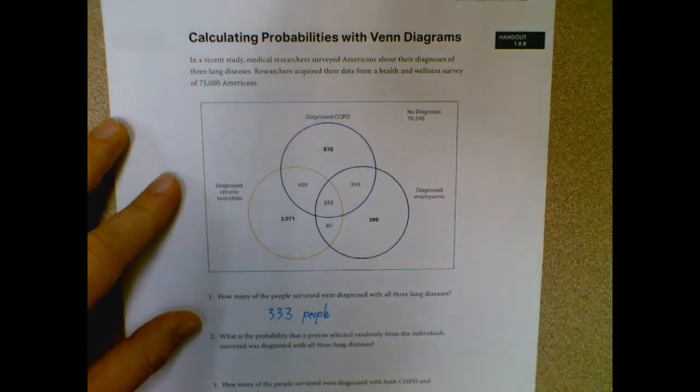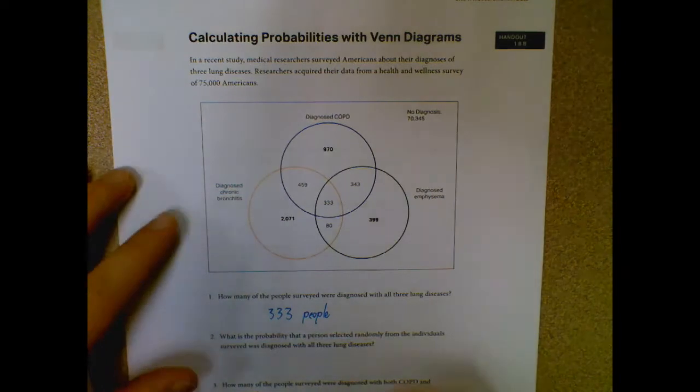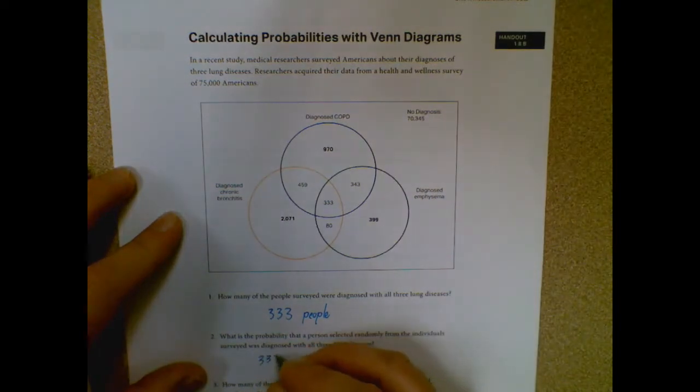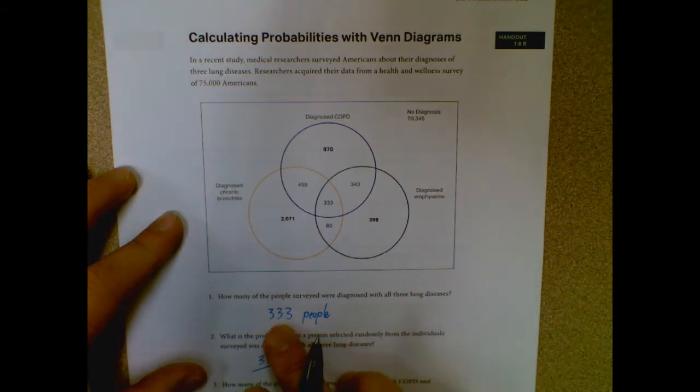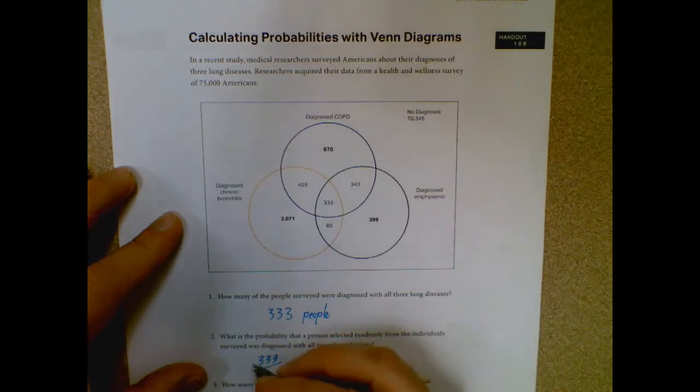What is the probability that a person selected randomly from the individuals surveyed, so that's everyone, was diagnosed with all 3 lung diseases? So remember, anytime we're doing probability, it's what we want or what we're looking for, divided by total options. So we said there were 333 that had all of them. So I'm going to divide that by my total number, which is that 75,000.